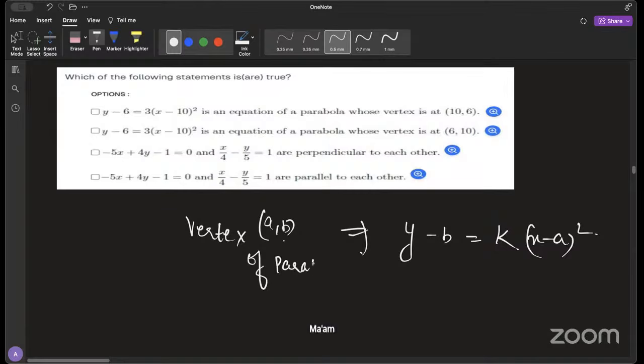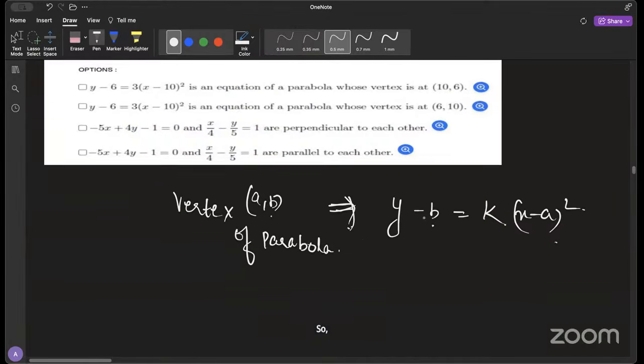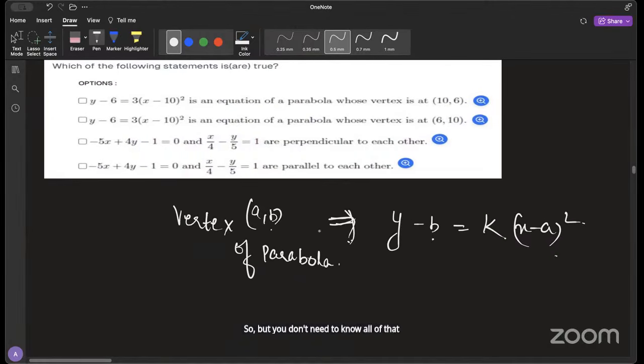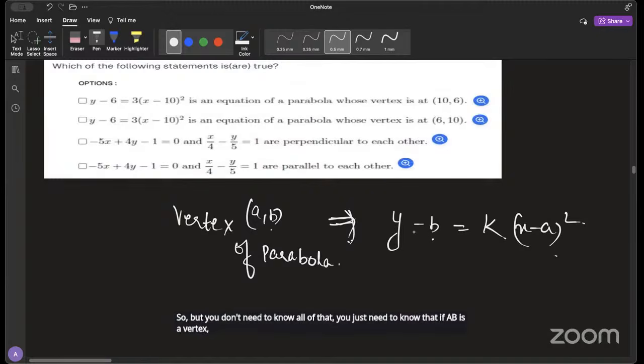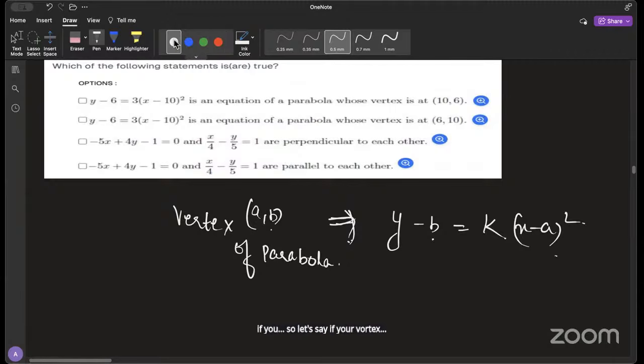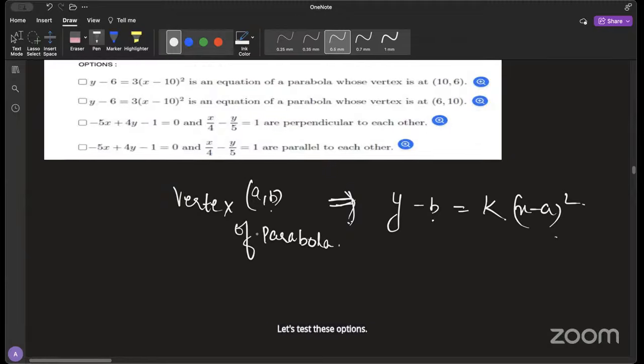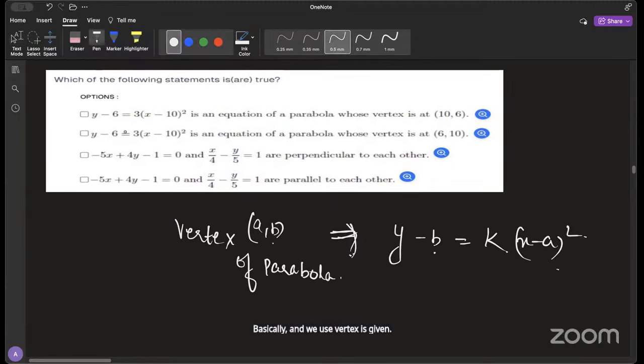Yes, it's shifted both along x and y, b units up and a units right. But you don't need to know all of that. You just need to know that if (a, b) is a vertex, then this is how your equation looks. So if the vertex is given, this is your equation.